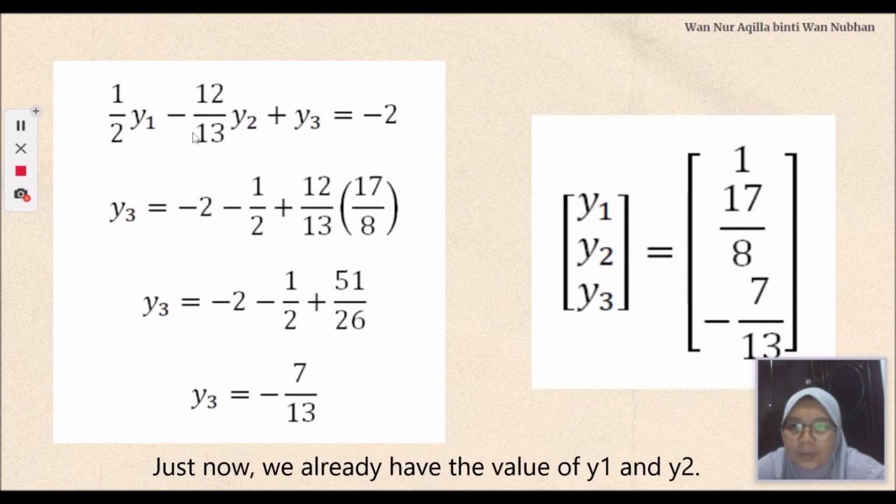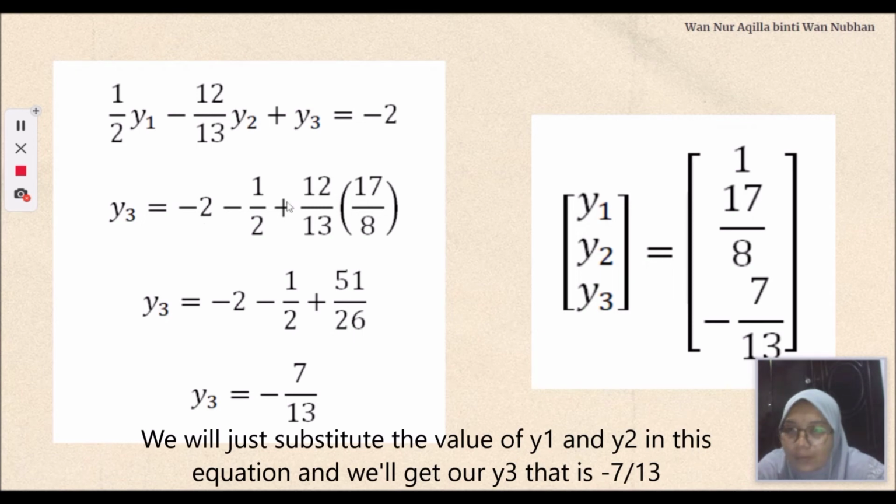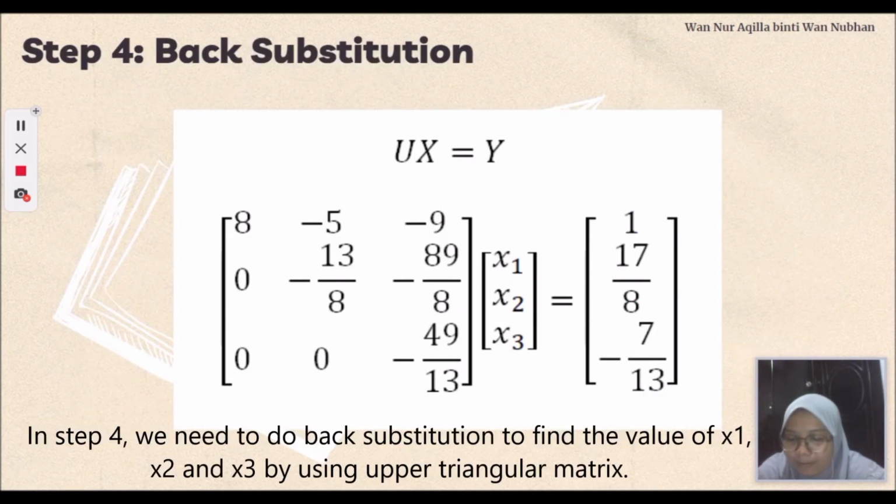I will continue on forward substitution. So just now we already have the value of y1 and y2. So now we will find y3. We will just substitute the value of y1 and y2 in this equation and we will get our y3, that is negative 7/13. So we show our full value here: y1 is equal to 1, y2 is equal to 17/8, and y3 is equal to negative 7/13.